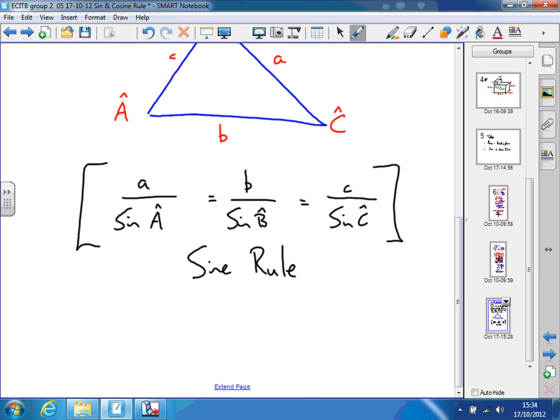The sine rule. And I never know whether to put an E on the sine or not. Sometimes I don't.